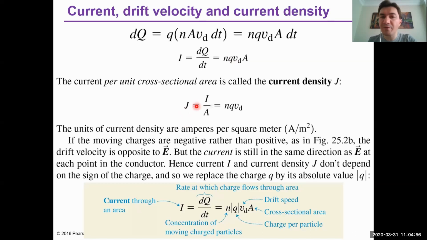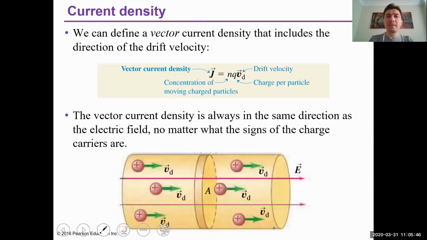The same situation happens also for the current density. Here we have q and v, the drift velocity, okay? This paragraph explains this mechanism. So now we can replace this charge q by its absolute value, since the current density and current don't depend on the sign of the charge, they are always along the electric field. So then we can have that relation. This is current, dq over dt, and qv_d A. So here we have charge per particle.